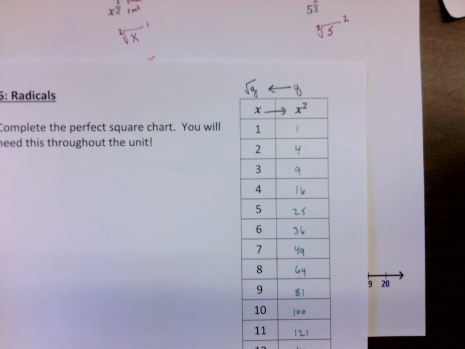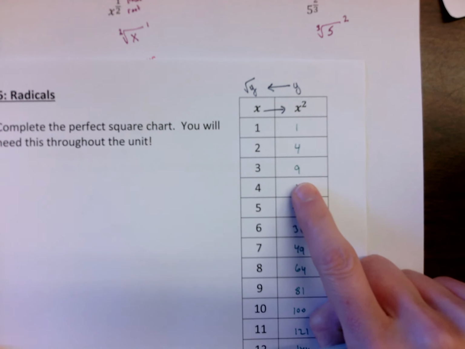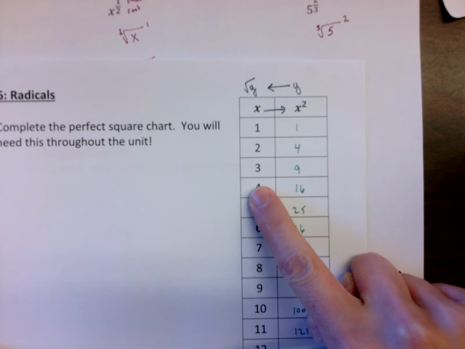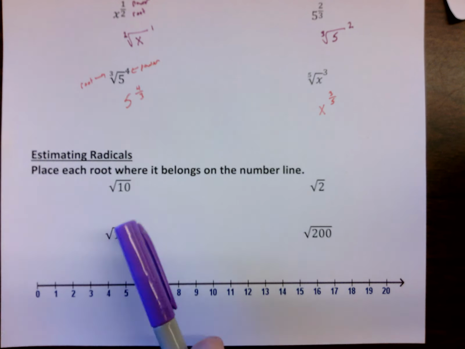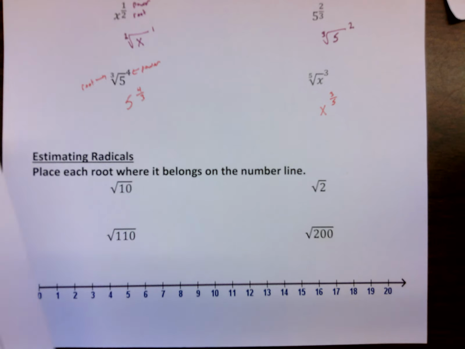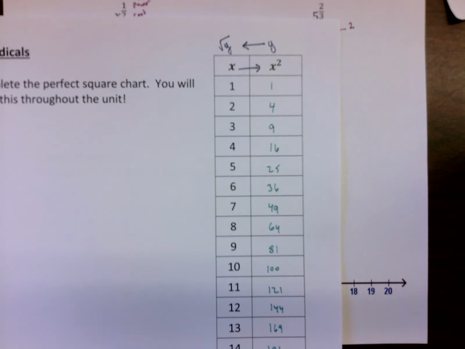Okay, so when I look at these, if I had something where it said, say, the square root of 9, I know that would go exactly at 3 on the number line. If I had the square root of 64, that would go at exactly 8 on the number line, because that's what a square root is. So with this one, they asked me for a square root of 10. Well, that's not anywhere on my table here.